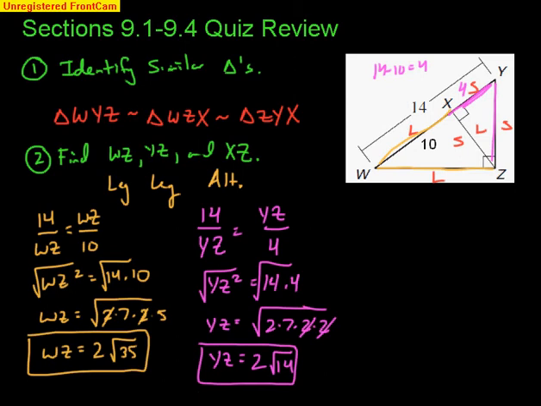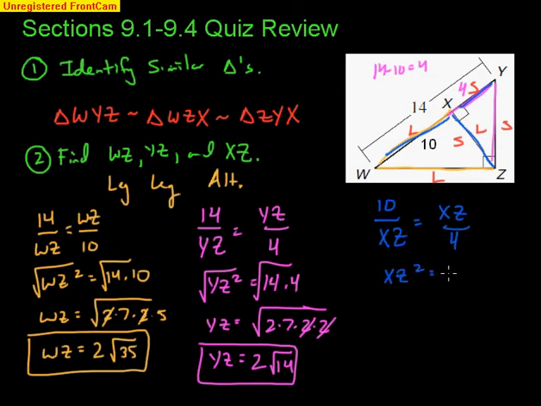Okay. And lastly, the altitude XZ. Okay, I'm going to use blue. It's kind of hard to see here, but it's the geometric mean, so it goes in those two spots. And XZ is here, and when you do the geometric mean with the altitude, it's the parts of the hypotenuse, 10 and 4.